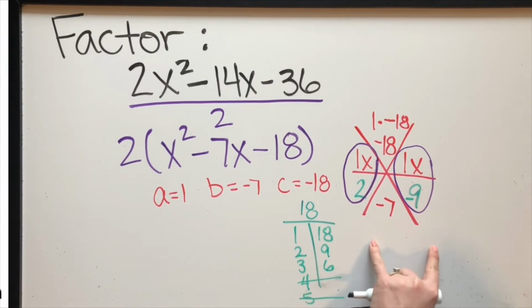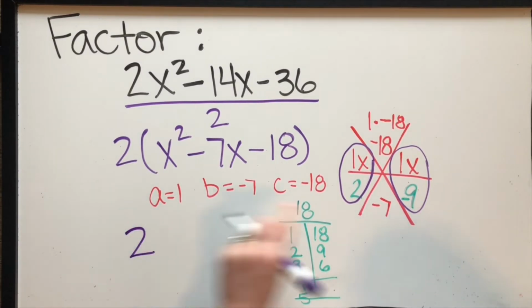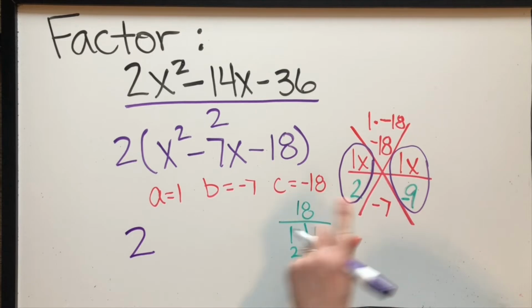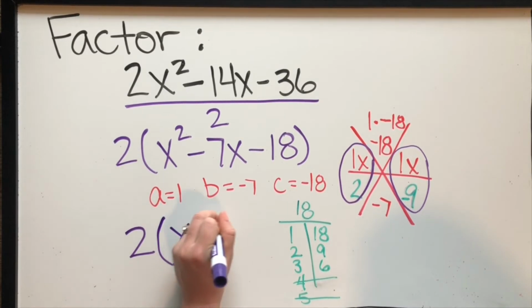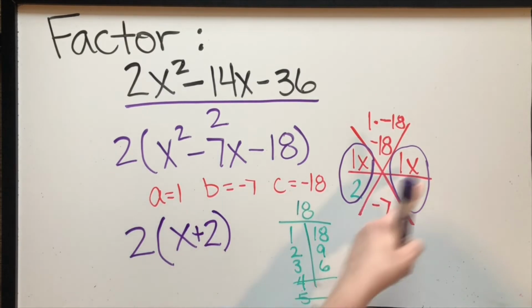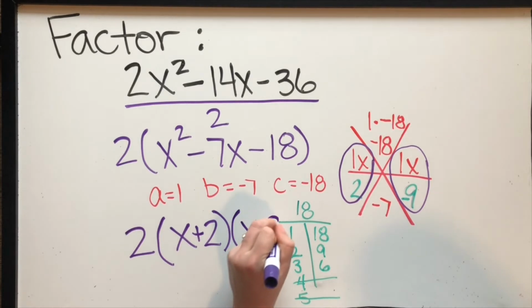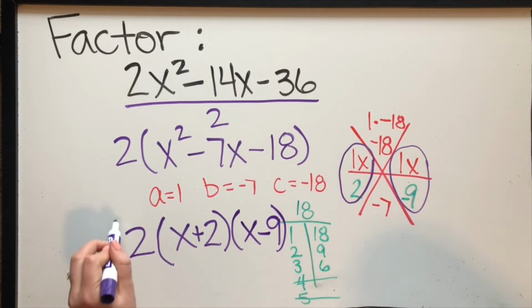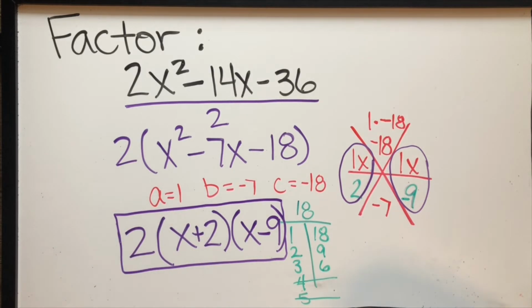So now to write my final answer, step 5, we're going to start with our GCF. So I'm going to put 2 first, and then we're going to go with the sides of our stars. So the first side is 1x over 2, so that's x plus 2. And the other side is 1x over negative 9, so that's x minus 9. So again, when we factor, we're not solving, we're just writing it as an equivalent expression. So this is equivalent to the original problem we started with.